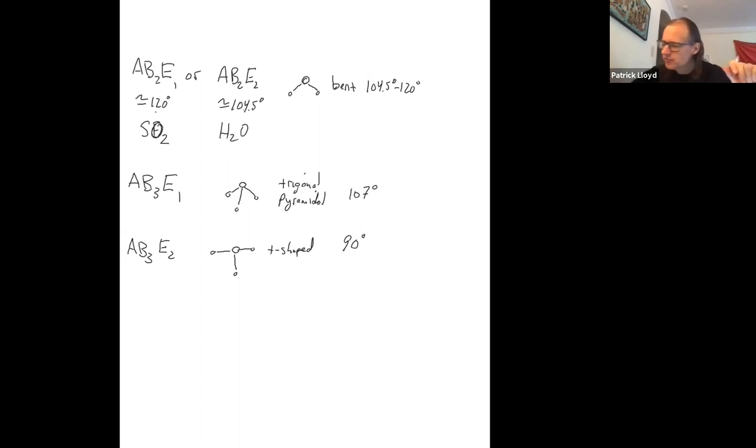So there's that one. Let's see, do we got anything else? I think the next one you come up to, oh, here's an AB4. So this one is AB4.